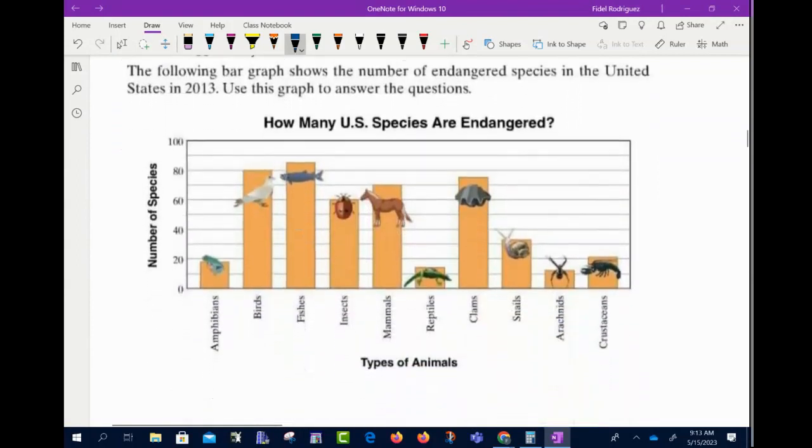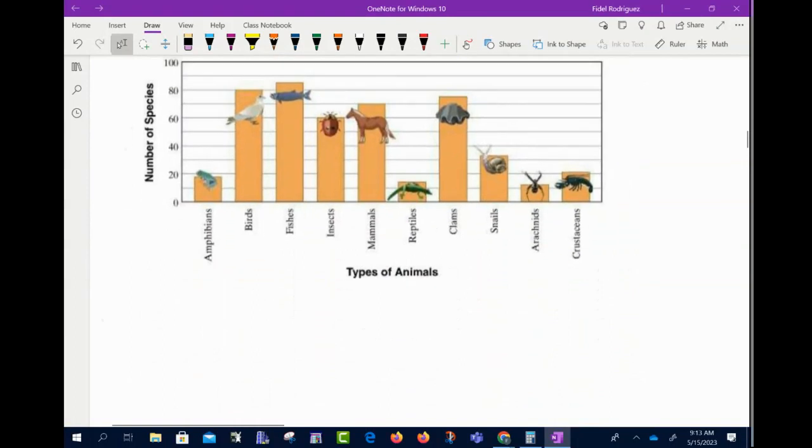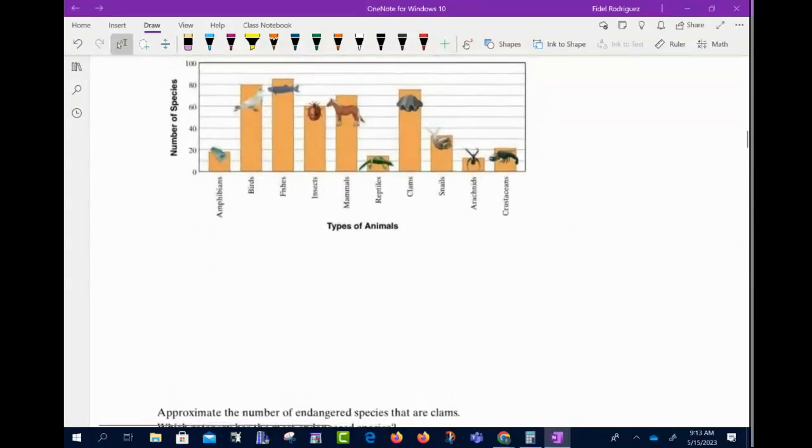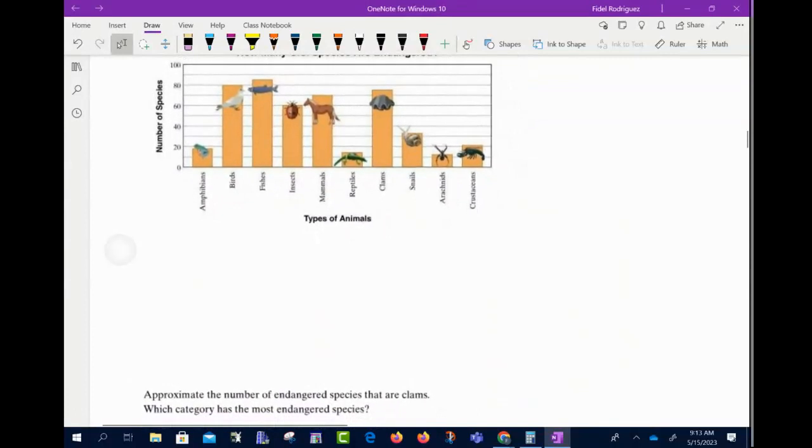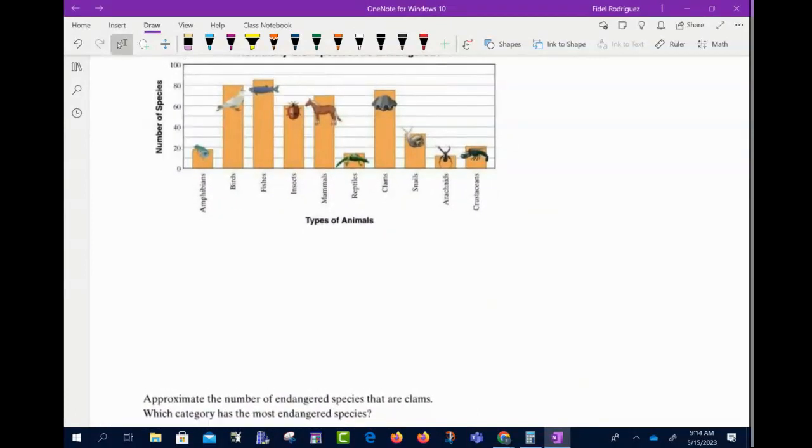Okay, so look, y'all, the next one here says, the following bar graph shows the number of endangered species in the United States in 2013. Use the graph to answer the questions. Okay, so I'm going to try to zoom out. Sorry, guys, I didn't put the spacing as good. Okay, so let's take a look here. Approximate the number of endangered species that are clams.